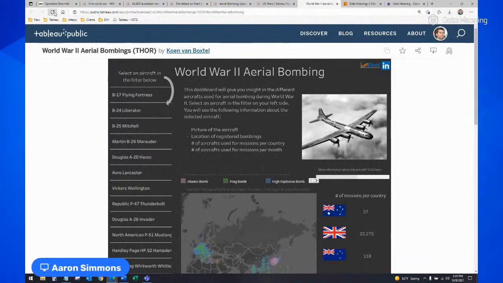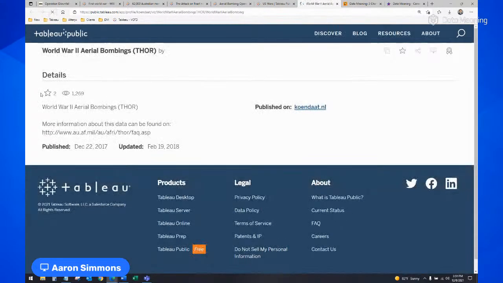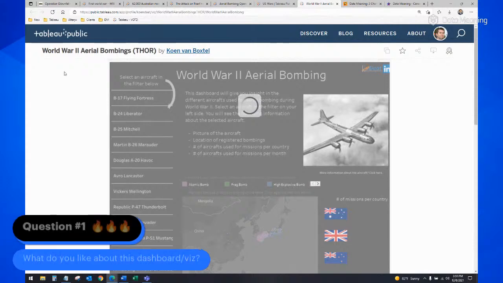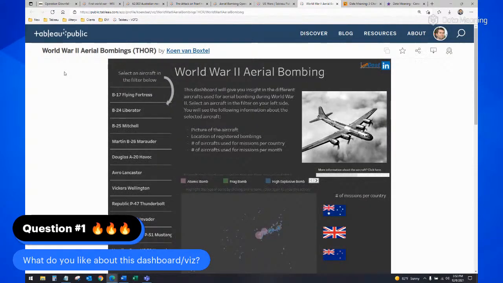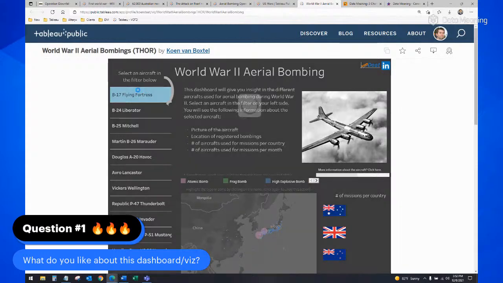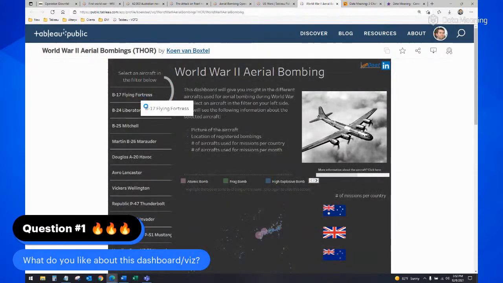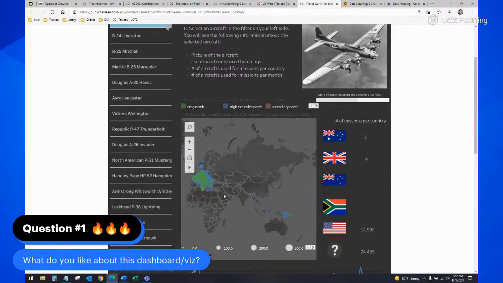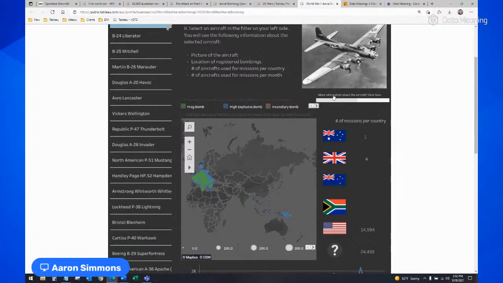All right, and then the last one is the one that I actually wanted to talk about. Sorry, it took me about 20 minutes to get to this point. So here we're looking at World War II aerial bombings. The reason I wanted to do this one is because my grandfather was in this B-17 Flying Fortress. What I liked about it is, if you click on the aircraft, it gives you a picture. It shows you where they were in Europe, and looks like they were scattered everywhere else. But it says, for more information about the aircraft, click here.